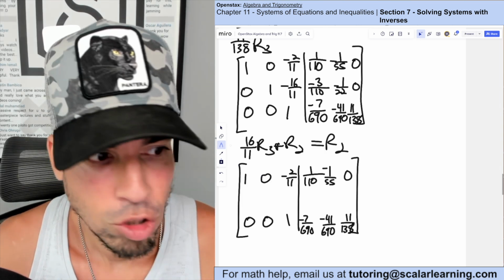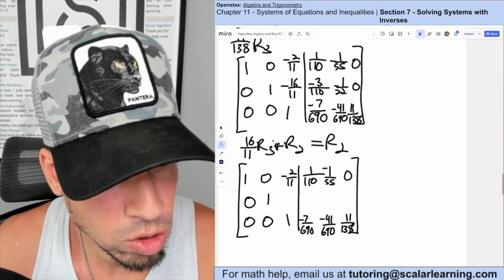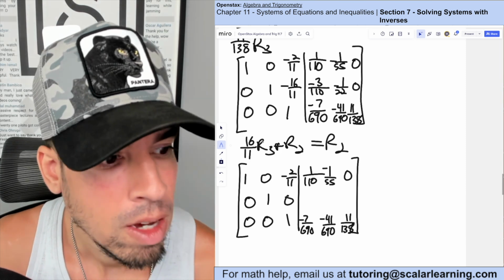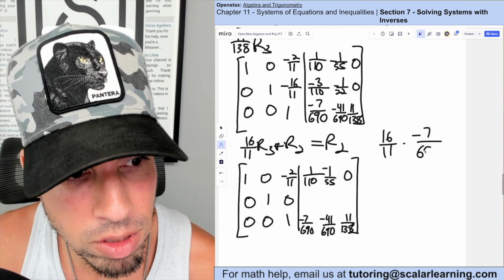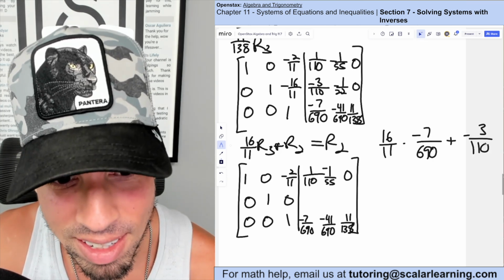Let's write it out. So we got this times 0 is 0 plus 0 is 0 times 0 is 0 plus 1 is 1 times 1 is 16/11 plus that is 0. That's what we wanted. All right. Now we got 16/11 times negative 7 over 690. And then that's going to be added to negative 3 over 110. All right. These are crazy numbers.